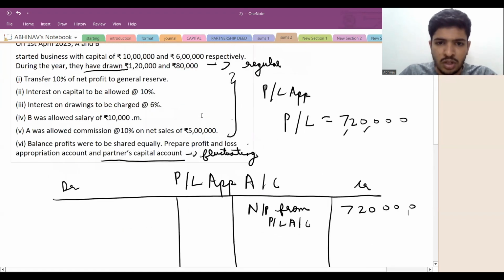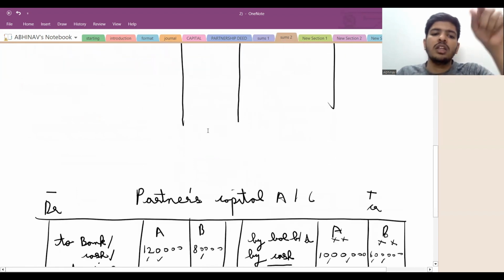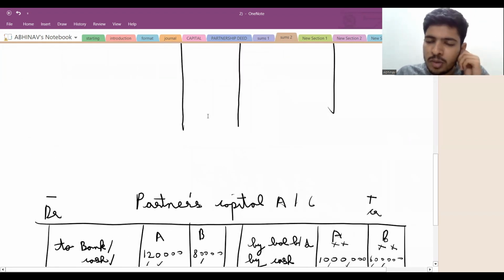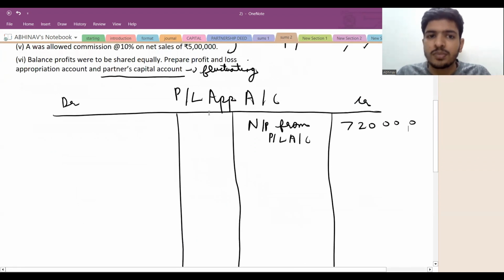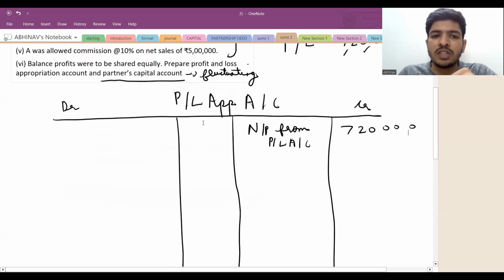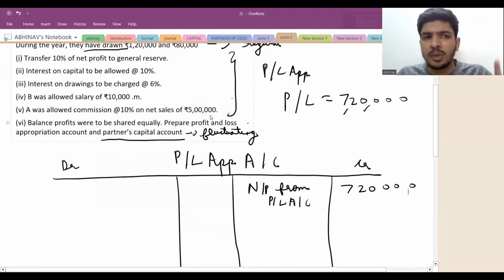That's the best approach. Few people solve the P&L appropriation account first, then write the partners' capital account. Then there are chances of going wrong and the accounts not tallying, especially in cases where a balance sheet is required. That's why I follow this method. Solve each point as you go, and whichever account it belongs to, put it against that account and keep solving. In the end, everything will tally.